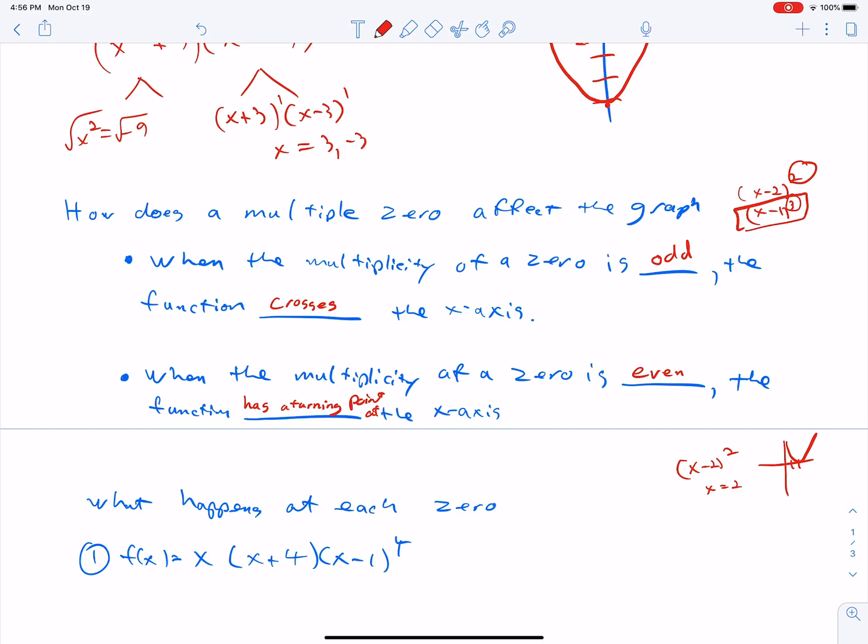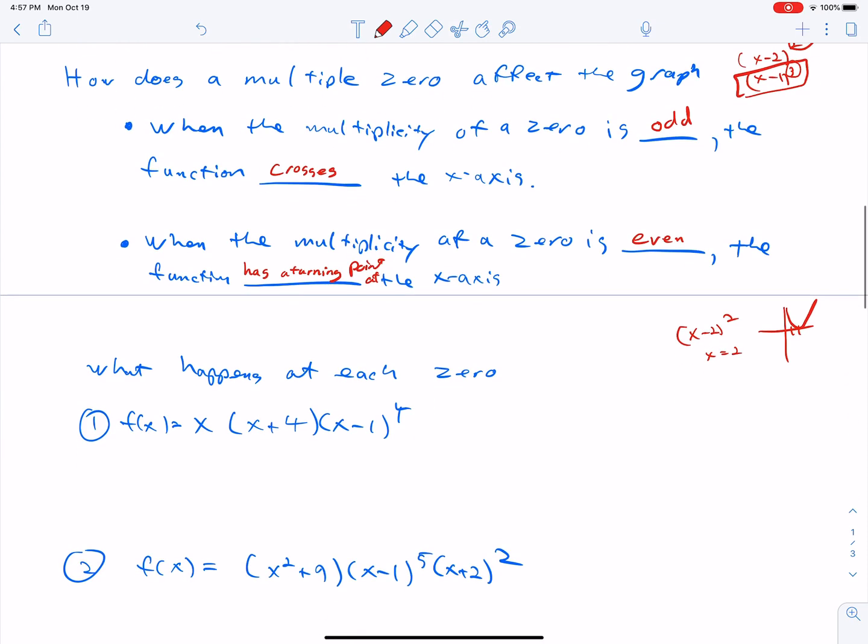When we're looking at this and we're factoring it, if the 0 has a multiplicity that is odd, 1, 3, 5, 7, 9, then it's going to cross the x-axis. However, if the multiplicity is even, squared, to the 4th, to the 6th, to the 8th, then the function has a turning point at the x-axis. So it's going to touch the x-axis and return the way it came.